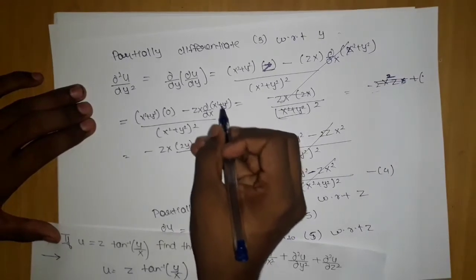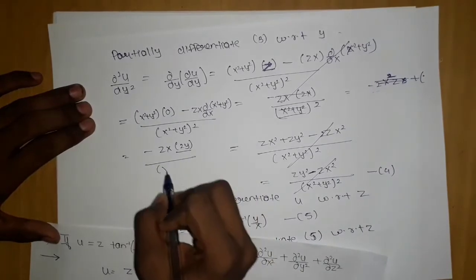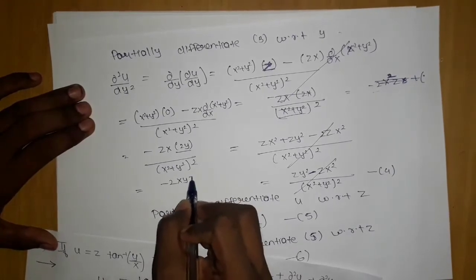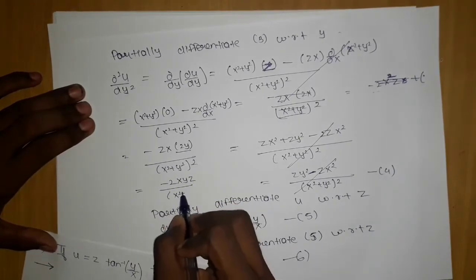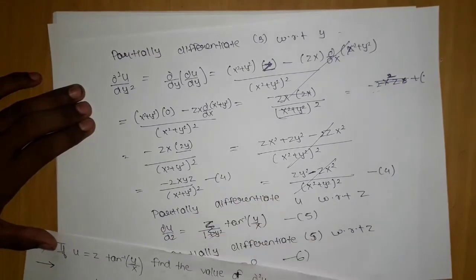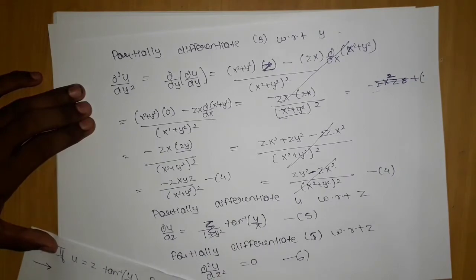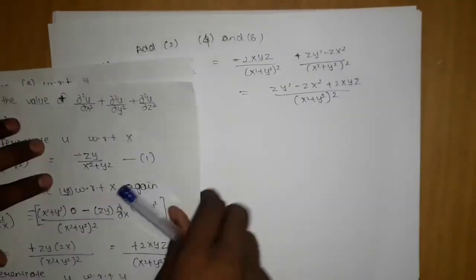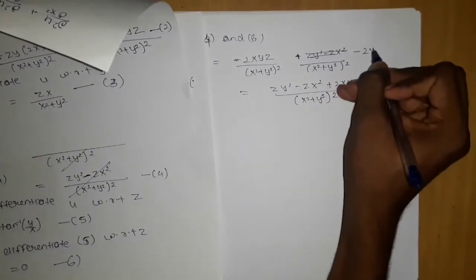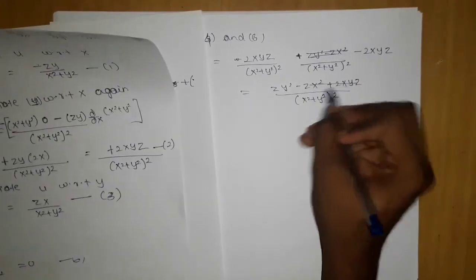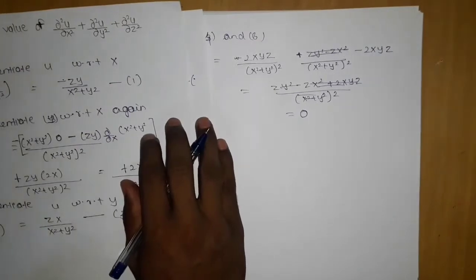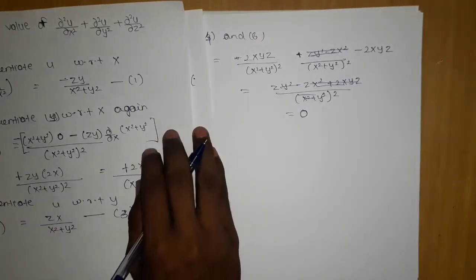Since we are differentiating with respect to x, the rest will be x square plus y square the whole square, and if I simplify, minus 2xyz by x square plus y square the whole square. Now what we are going to do, write it as 4, and here this thing is correct. We have differentiated with respect to x. Now if I put the value, this is minus 2xyz. So you can clearly see they both will cancel out and the answer will be 0. So we are done with this problem, and let's take the next problem.